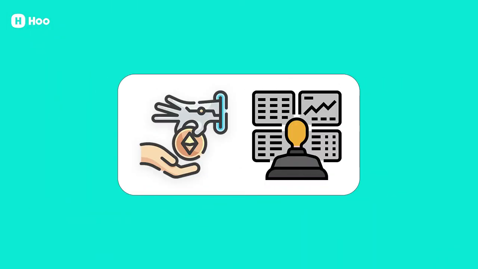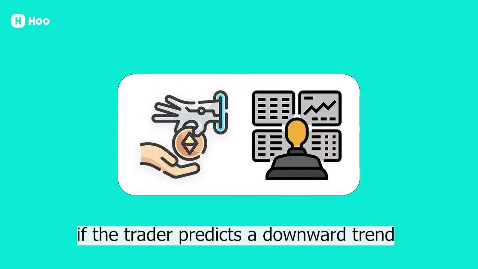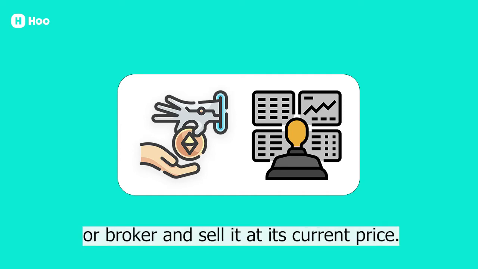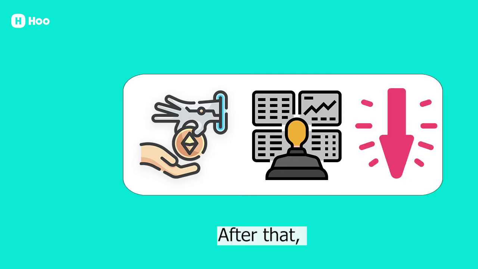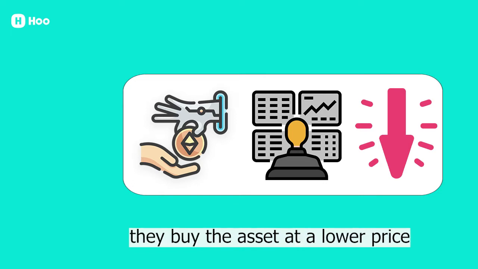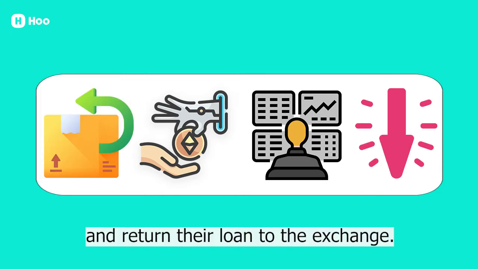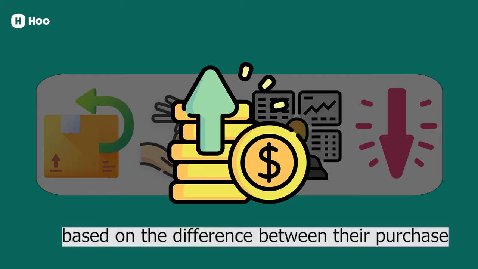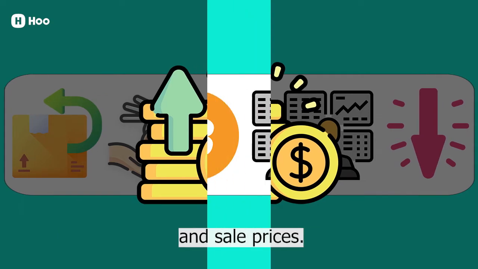In this way, if the trader predicts a downward trend in the price of an asset, he can borrow a certain amount from an exchange or broker and sell it at its current price. After that, when the price trend decreases according to the trader's forecast, they buy the asset at a lower price and return their loan to the exchange. In this transaction, they have made a profit based on the difference between their purchase and sale prices.